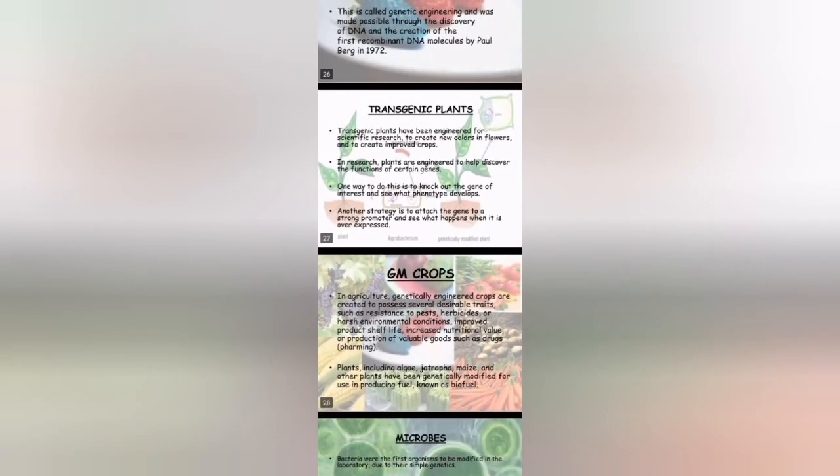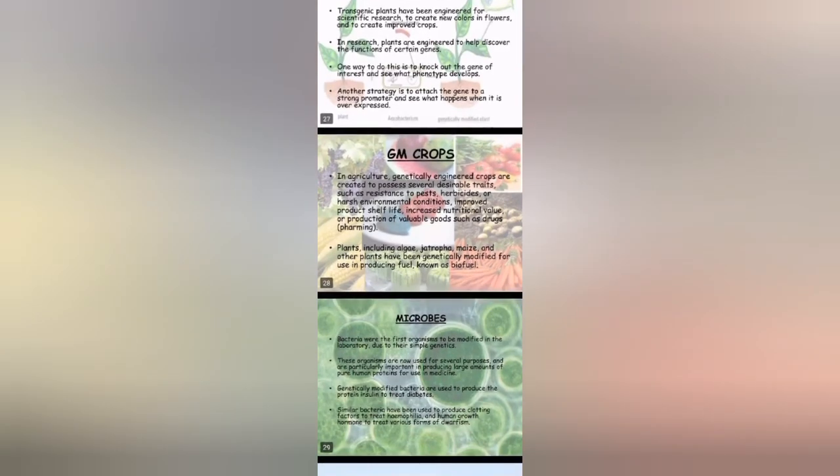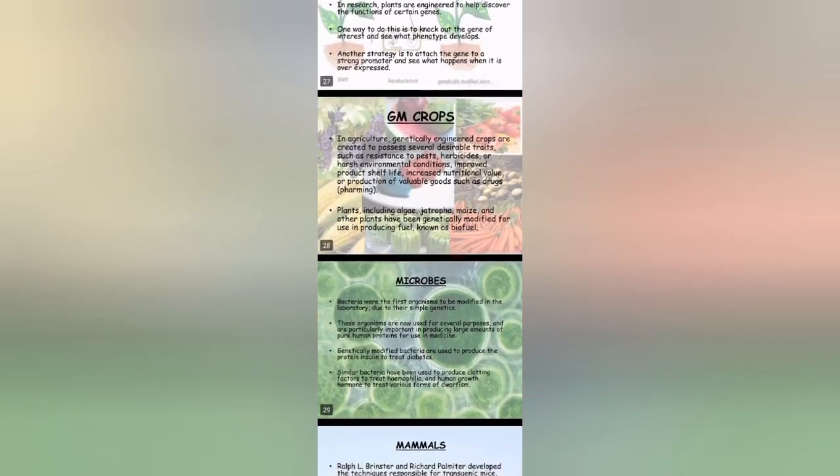Transgenic plants. Transgenic plants have been engineered for scientific research, to create new colors in flowers, and to create improved crops. In research, plants are engineered to help discover the function of certain genes. One way to do this is to knock out the gene of interest and see what phenotype develops. Another strategy is to attach the gene to a strong promoter and see what happens when it is overexpressed.